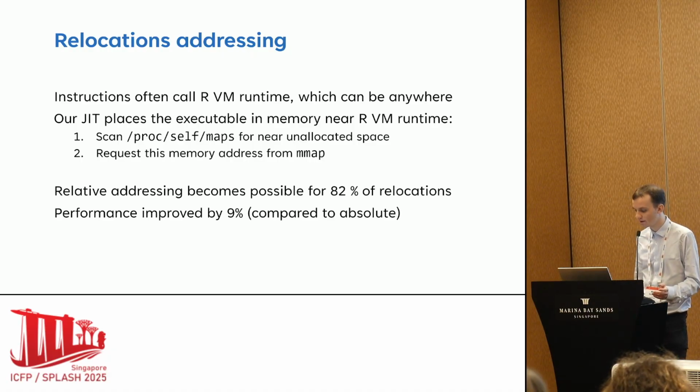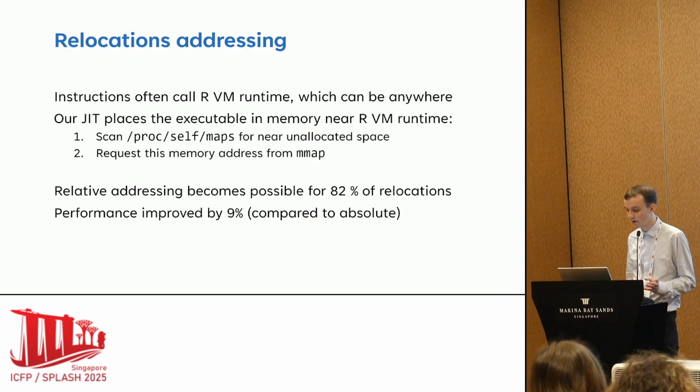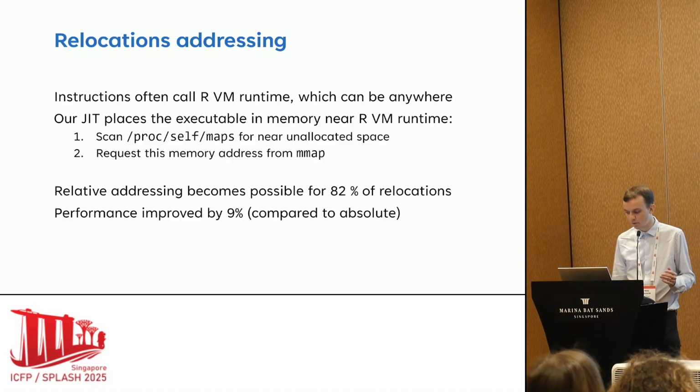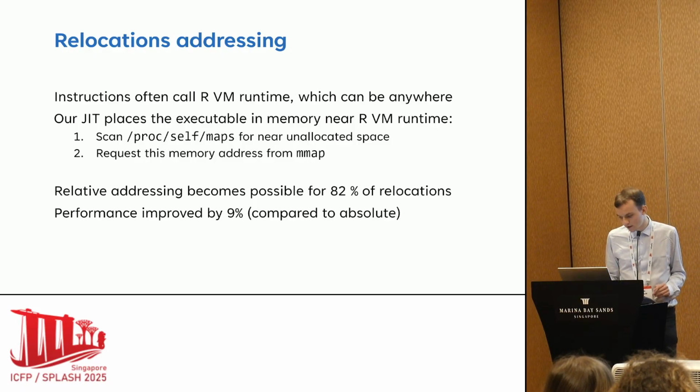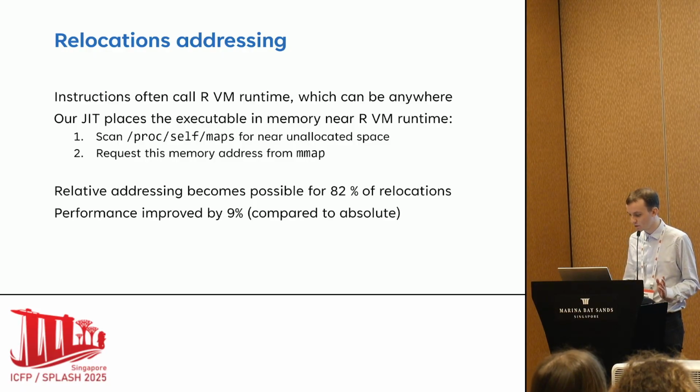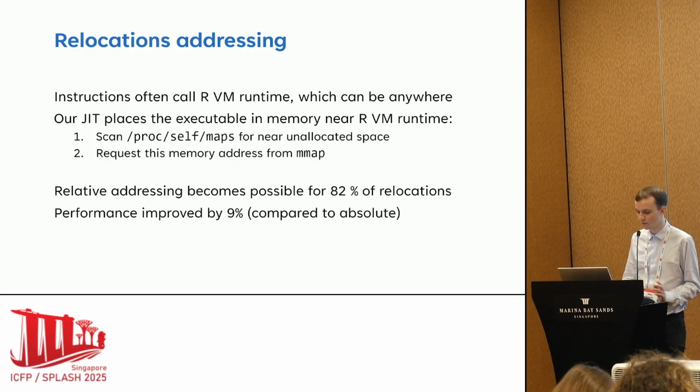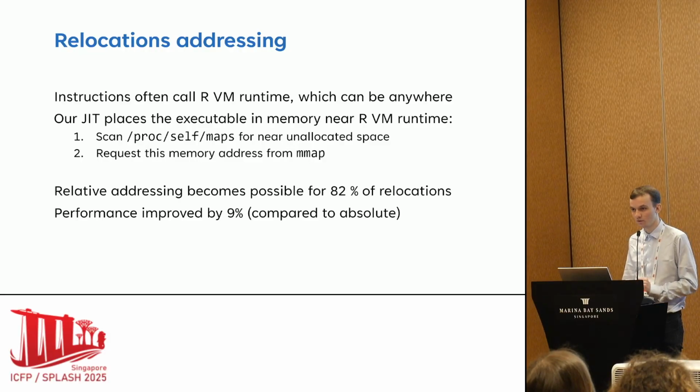In our testing, the relative addressing became possible for 82% of our locations, and the performance of using relative addressing versus absolute addressing improved by 9% across the board. It is important to note here that this could also be more difficult to port to other platforms, as they might not allow access to this sort of information, but this works on Linux.